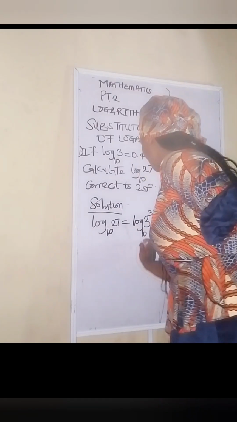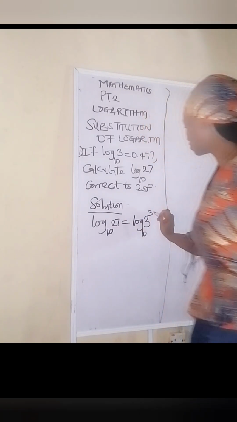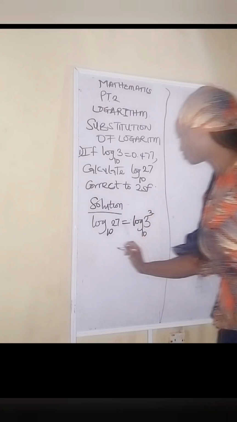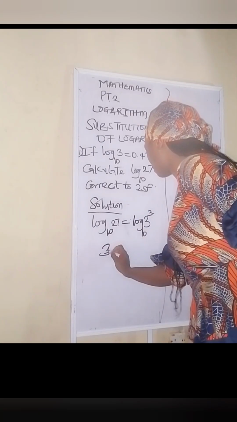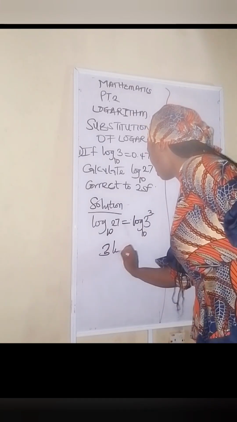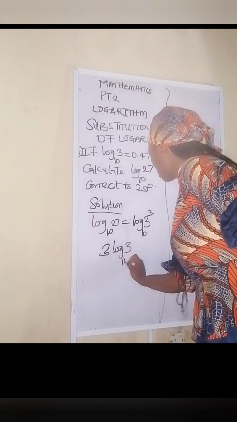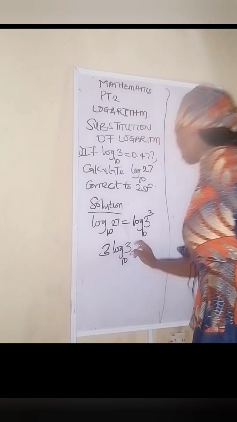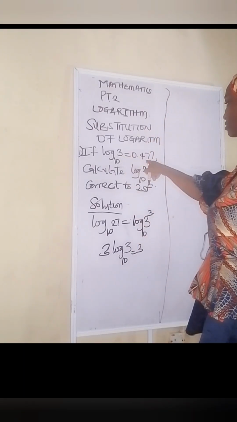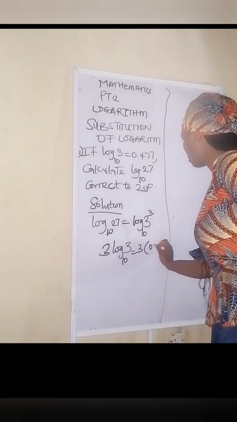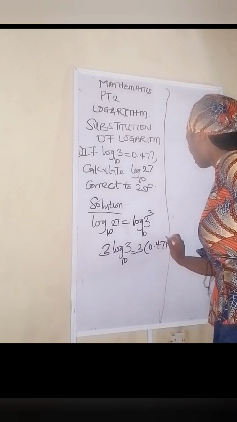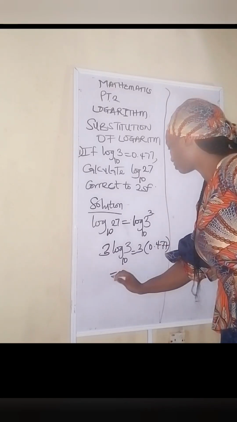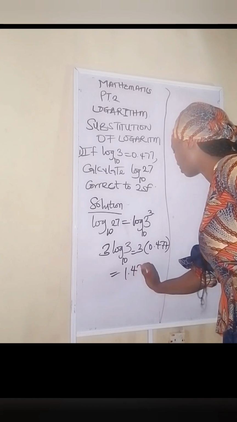0.477. So before then, let's change this 3. Let's bring this 3 down. So we are left with 3 log 3 base 10. So what's log 3 base 10? This, 0.477. This is multiplication. So the answer is 1.431.